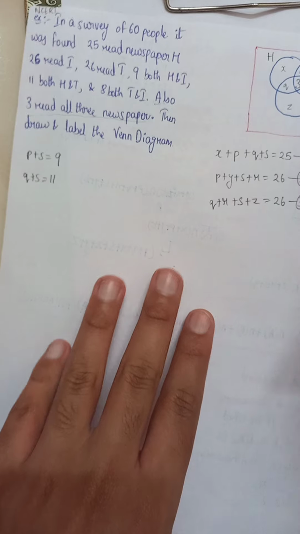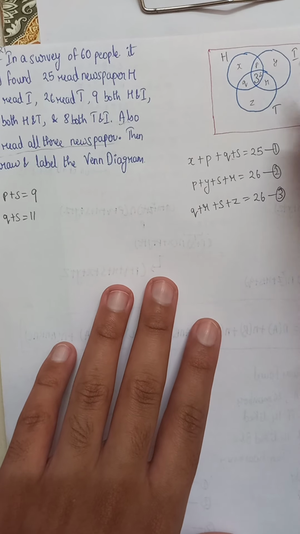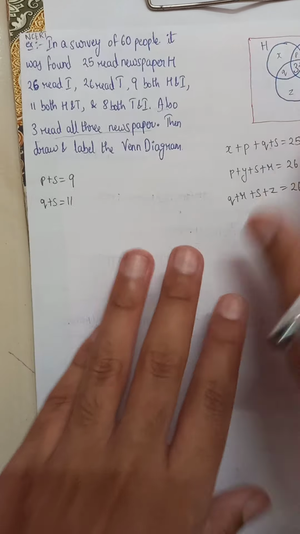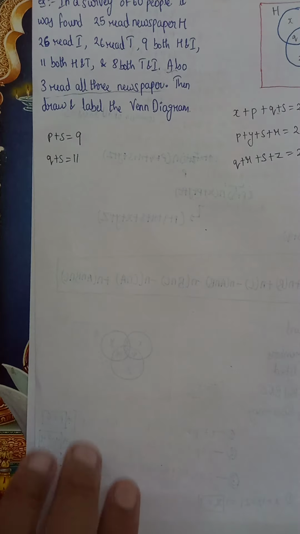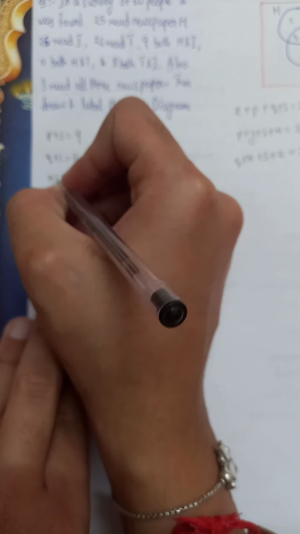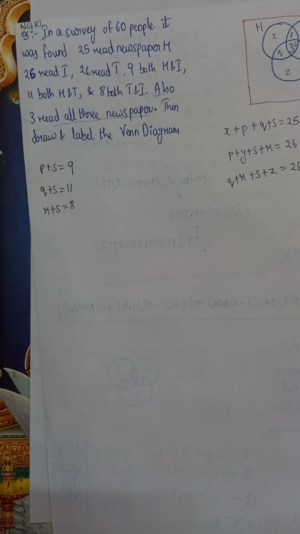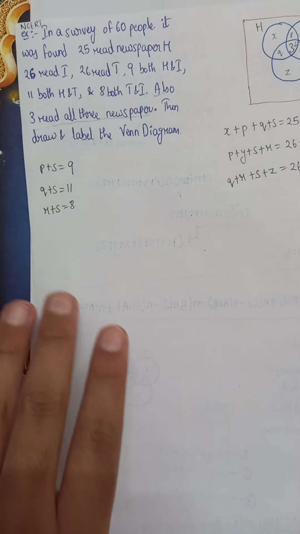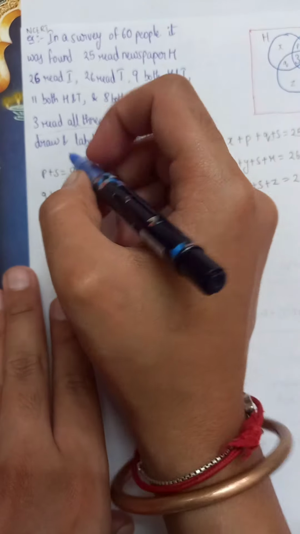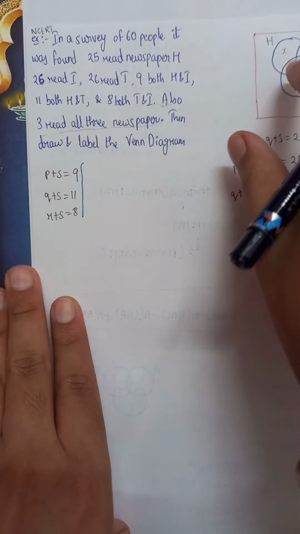And 8 for both T and I. See, T and I's common parts are R plus S. So 8 for both T and I means R plus S is equal to 8. Okay, so now we know the value of S is equal to 3.